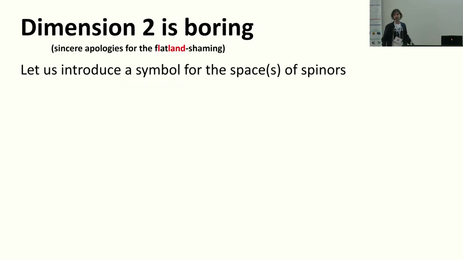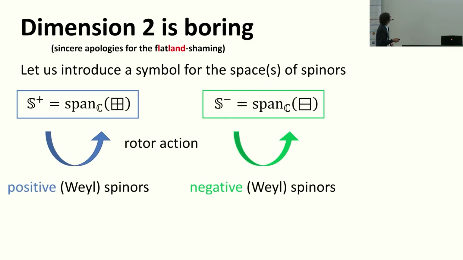Now, dimension 2 was so useful for everything that I have been saying, but it is so boring. It is, as a matter of fact, too boring. Dimension 2 is too boring, and let me explain why. Because I will now introduce 2 linear spaces, namely the positive and negative Weyl spinors. I have already been using these words. This is more the physical language.